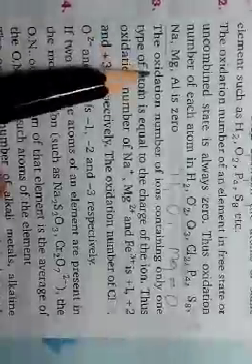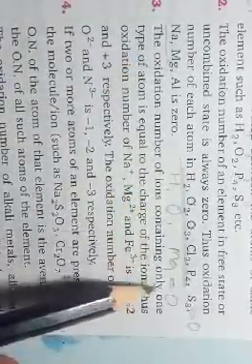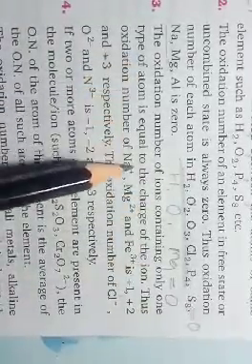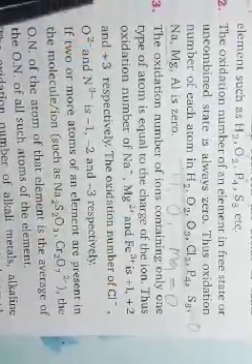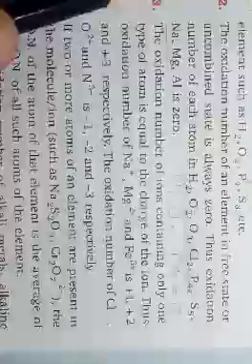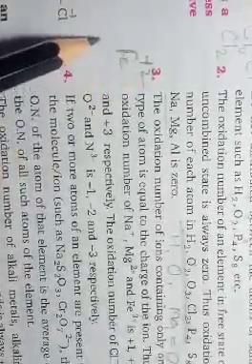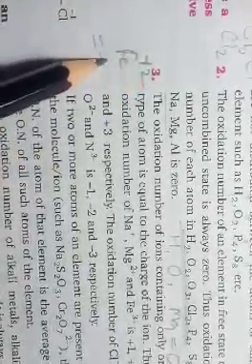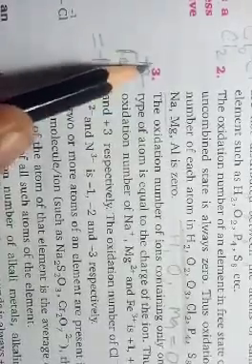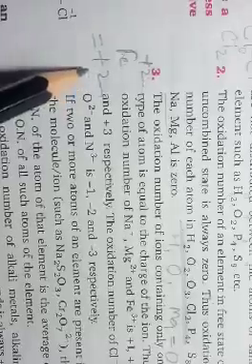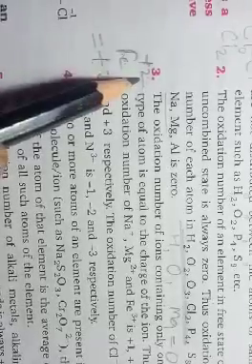Third point: the oxidation number of ions containing only one type of atom is equal to the charge of the ion. Okay, so any ion like Fe2+, Fe plus 2, this is the ferrous ion. The oxidation state of this ferrous ion will be equal to plus 2.